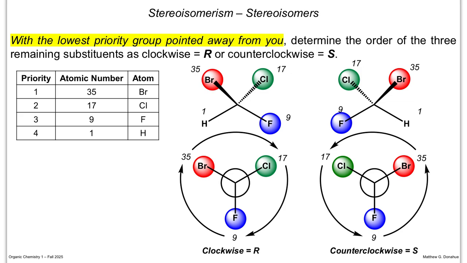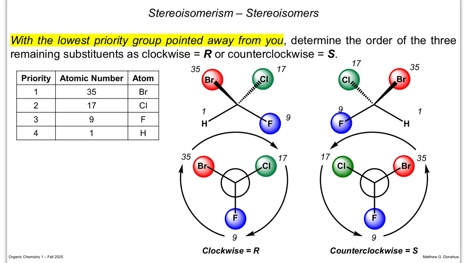So bromine gets priority 1, chlorine 2, fluorine 3. So 1, 2, 3. When we do that circle, that's clockwise. So the designation for that is R. So this one's R because we were going clockwise, and then this is the other one.